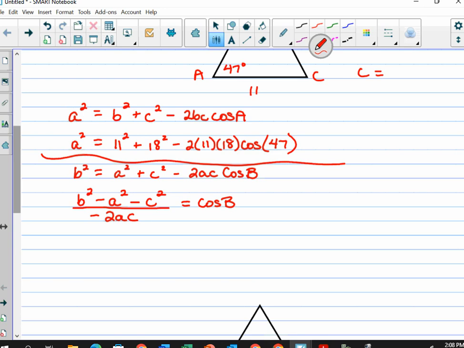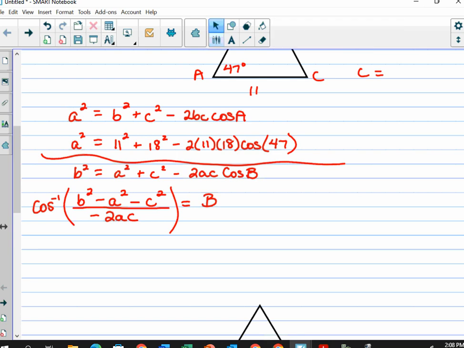Now, from last class, if we're solving for an angle, what do we have to use? Inverse. Inverse. So really, I'm going to do inverse cosine of this big fraction, and that will equal B. And I'll show you how to do that on your calculator.